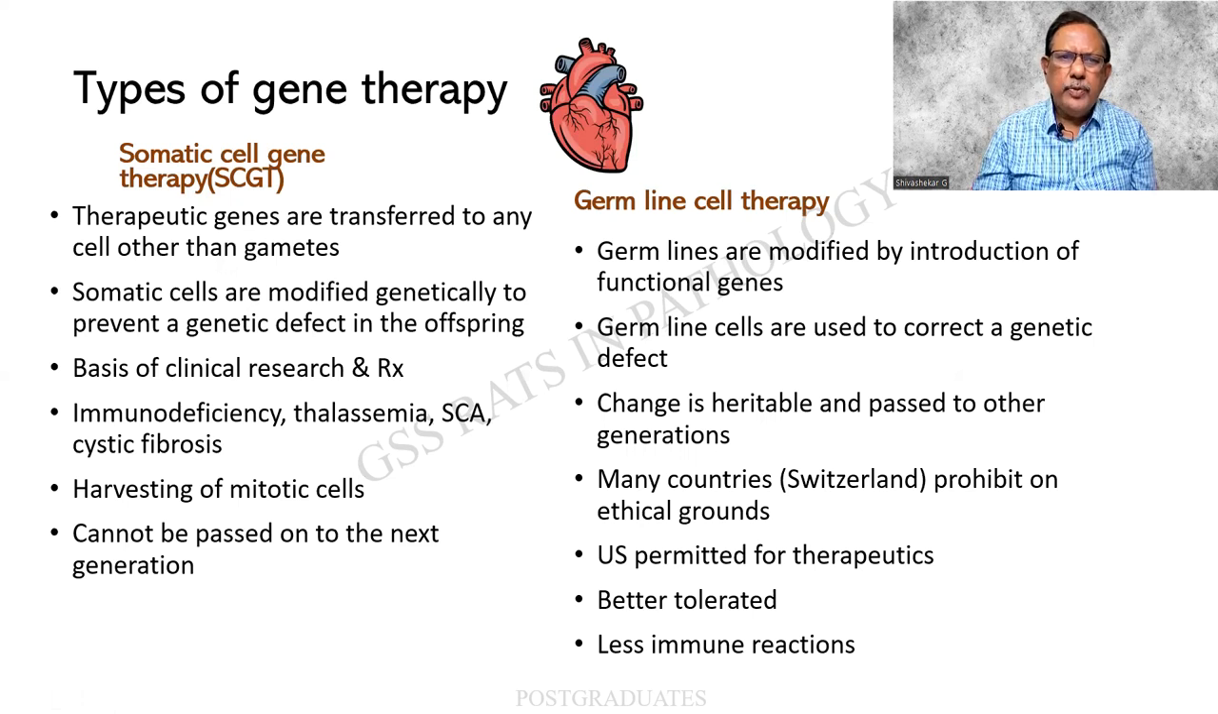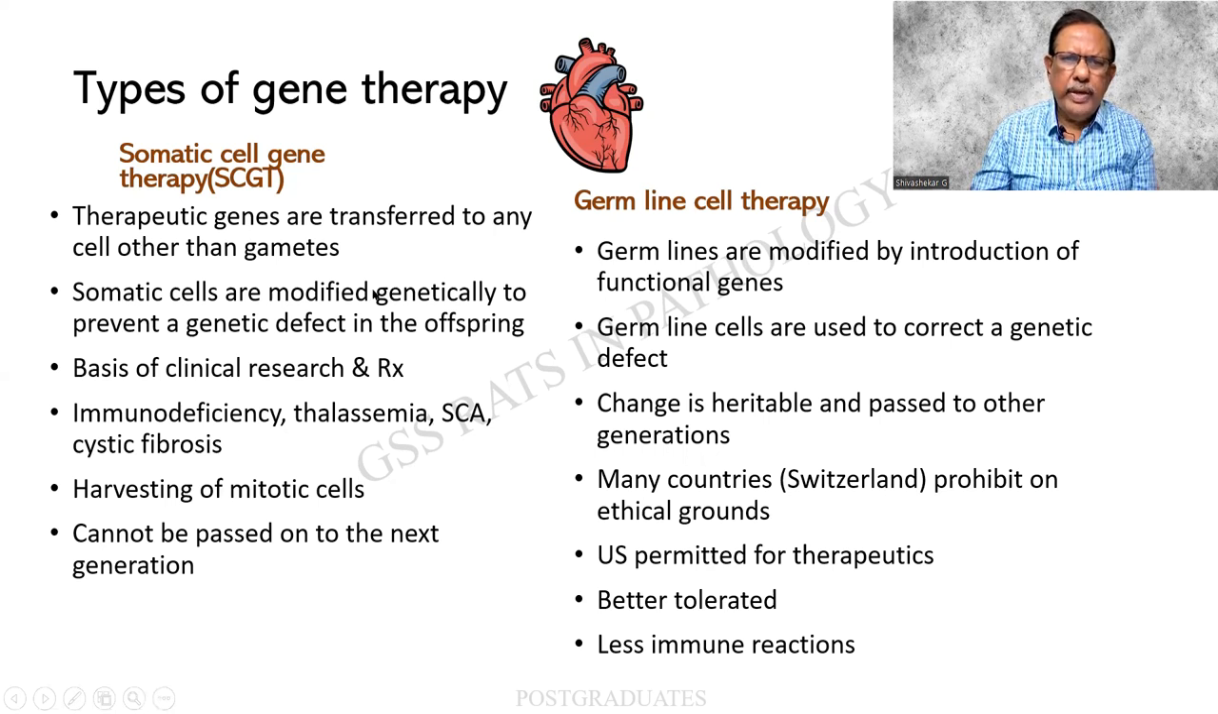Now, what are the types of gene therapy? I would like you to kindly learn this by heart. Basically, there are two types of gene therapies. One is called the somatic cell gene therapy. Somatic cells are cells that will be multiplying, but they won't be going in for meiotic divisions. They undergo mitotic divisions. So they can be transferred to any of the cells other than gametes. Gametes are where there is a half division of the cell.